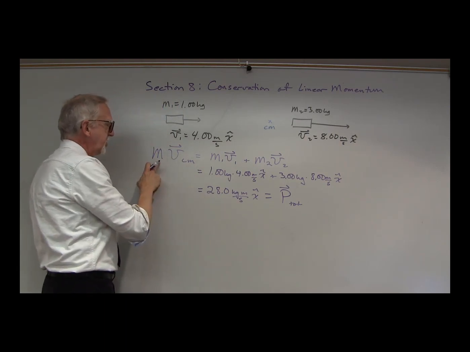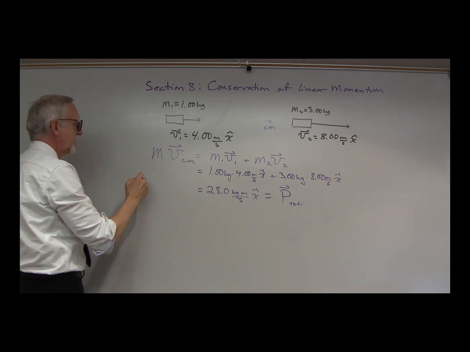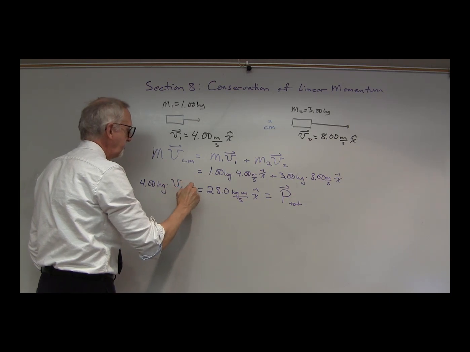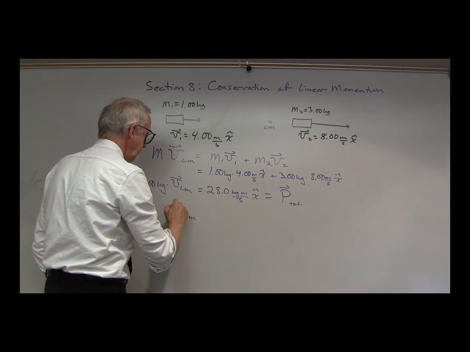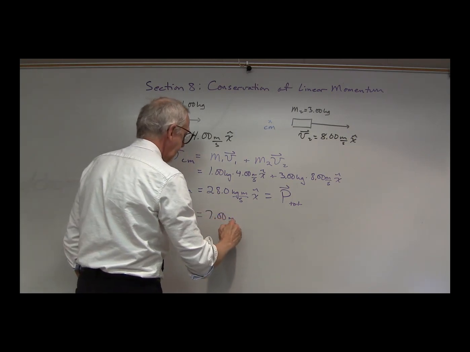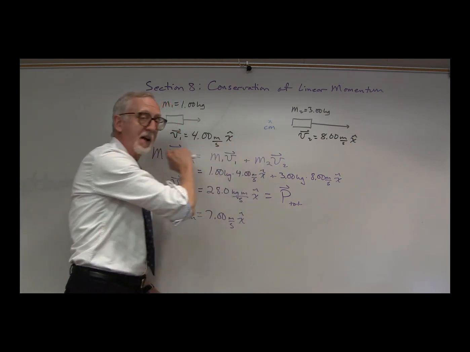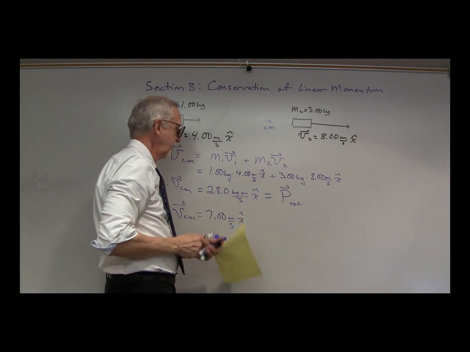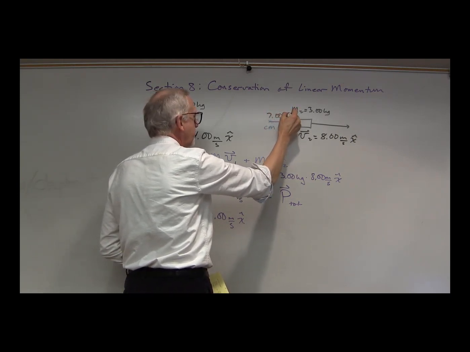Now we know this must be the total mass. What's the total mass? 1 plus 3 is 4 kilograms. So this is 4 kilograms times v_cm. So we divide by 4 kilograms, and what do we have? We have v_cm is equal to 28 divided by 4, or 7 meters per second, x hat. So what this is telling us is that our center of mass is then moving to the right, positive, moving to the right at 7 meters per second.